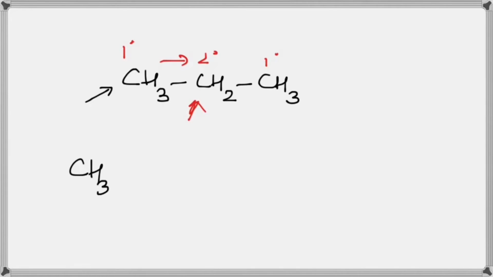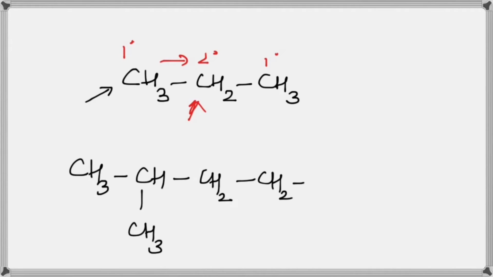If we have CH3, CH, CH3, CH2, CH2, Cl, then start with the left side, you can say that this carbon has 1 degree because it is attached to only one carbon atom. Similarly, there is 1 degree here. Now this carbon atom is attached to 3 other carbon atoms. Therefore, it has 3 degree.